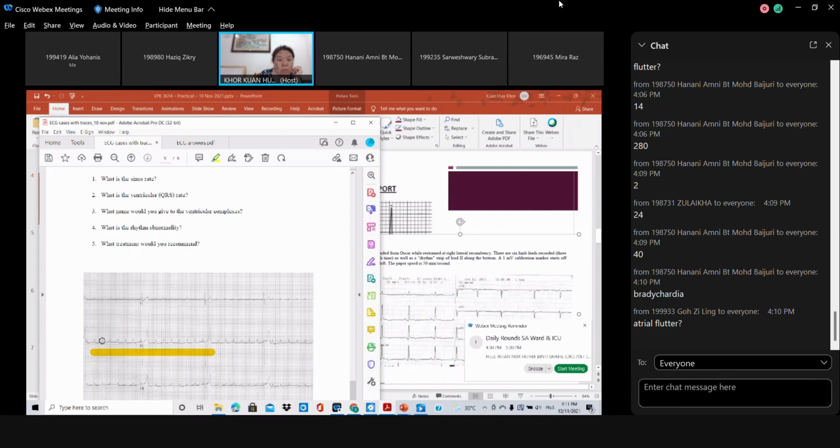So this is only P wave, P wave, P wave, P wave, P wave. If it is just P wave, then if you look at the lecture notes, what is it? You've got P wave, P wave, P wave. It's atrial flutter, or if you want to say there could be a possible third degree AV block, but this ventricle also beats.